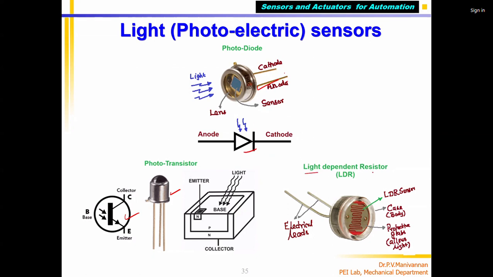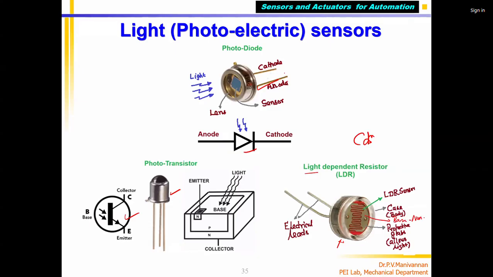Next one is called LDR, light dependent resistor. Physically, it may look like this. This is a physical photograph I took from the internet. This is the body. The actual LDR sensor is a light dependent sensor made of cadmium sulfide material. You can see a serpentine brown color here. The bottom one is called the base, which is non-conducting material.